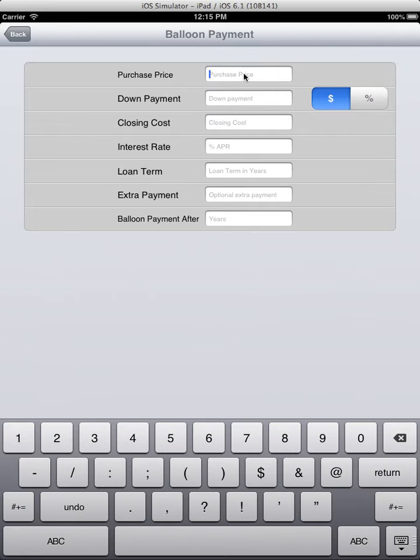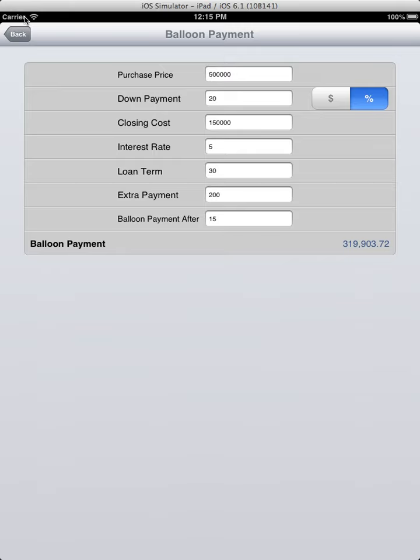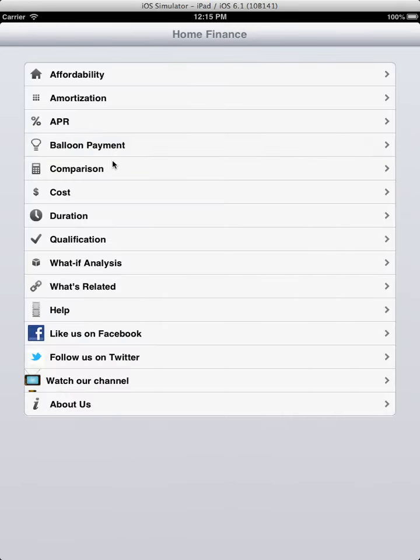Balloon payment. Suppose 500,000, down payment is 20%, closing cost is 15,000, interest rate is 5%, and 30 years is the term. Say we are paying an optional $200 a month, and here is the balloon point. So this is the balloon payment after 15 years.